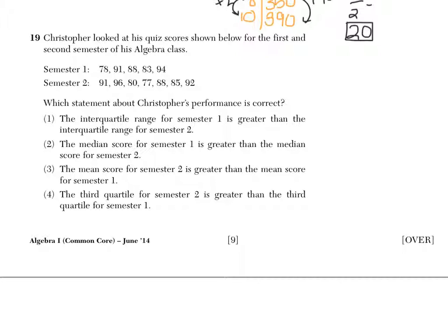I'm going to start from the bottom up because 3 and 4 don't require many extra calculations other than the one that we did on the calculator. So the third quartile for semester 1 and 2 is what we need to find. Semester 1, the third quartile, that's Q3X, is 92.5. And semester 2's third quartile is 92. So number 4 is out.